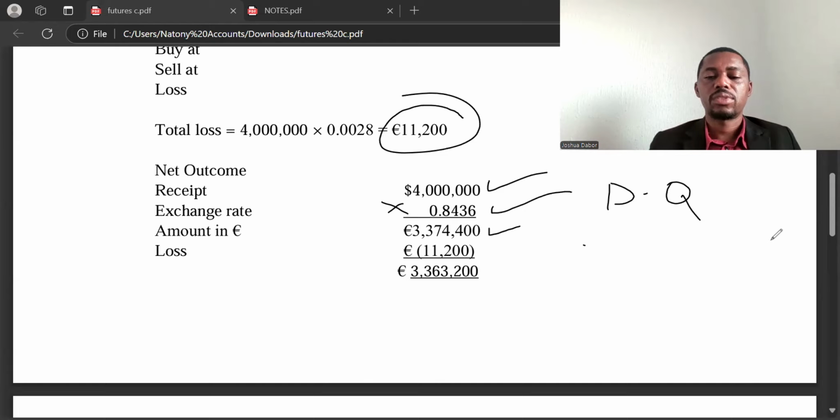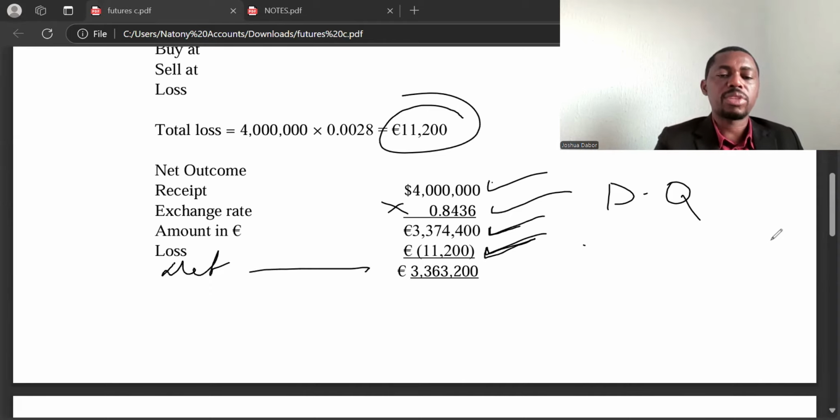11,200. So it means that on the settlement date, the company will be receiving 4 million converted to the euro 3.3, and the company will also be paying the counterparty for the futures contracts, this amount. So the net receivable, so this will be the net amount that the company will receive. So the net receivable will now be what? 3,363,200. So that will be the net receivable.